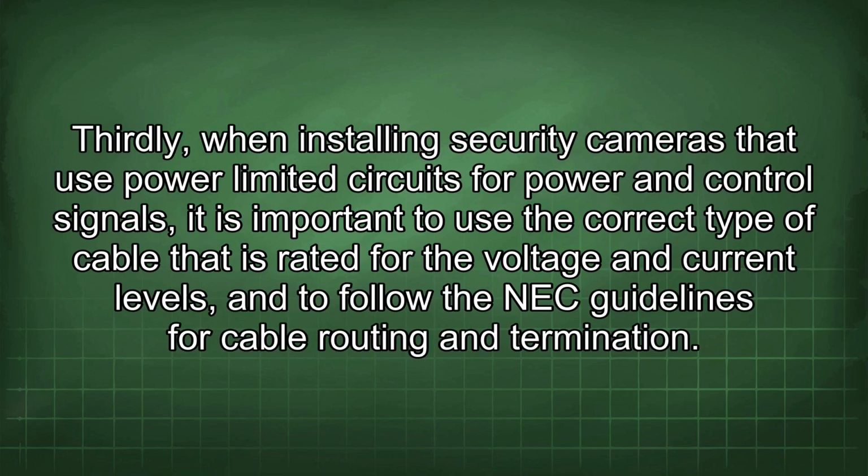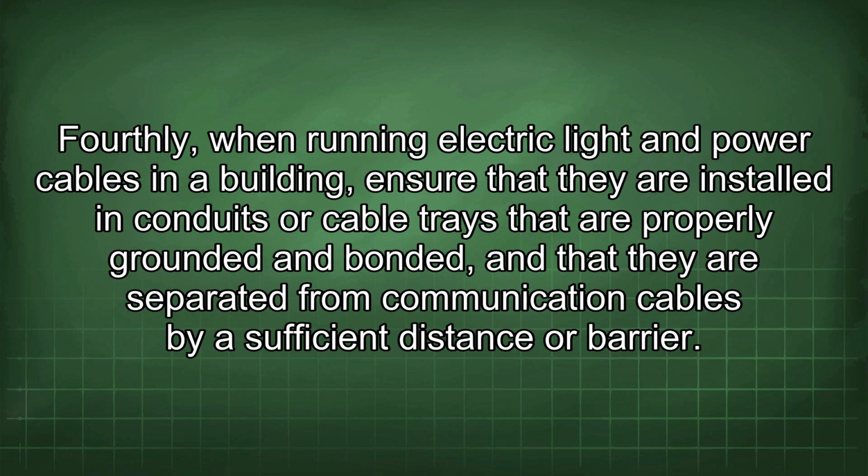Thirdly, when installing security cameras that use power-limited circuits for power and control signals, it is important to use the correct type of cable that is rated for the voltage and current levels, and to follow the NEC guidelines for cable routing and termination. Fourthly, when running electric light and power cables in a building, ensure that they are installed in conduits or cable trays that are properly grounded and bonded, and that they are separated from communication cables by a sufficient distance or barrier.